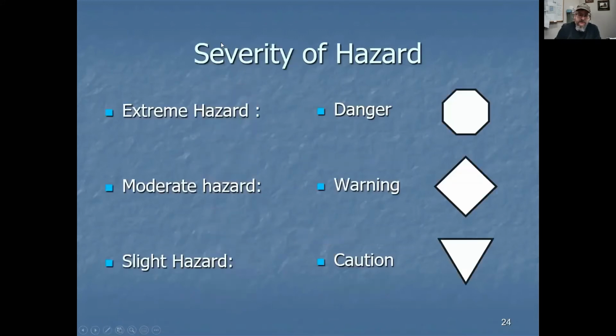Now, the severity of the hazard is determined by the symbol that they're in. So for example, like I showed you, this one here is a skull and crossbones in a stop sign. So that's telling us that it's extremely hazardous, extremely toxic. Danger. Diamond shape would be a moderate hazard, so it's a warning, and then of course in a yield or upside down triangle would be a slight hazard, so caution.